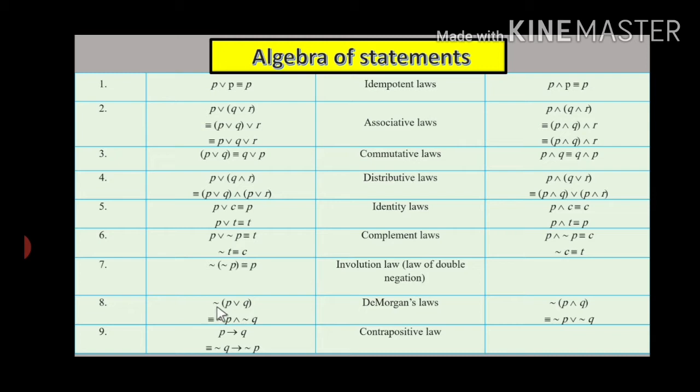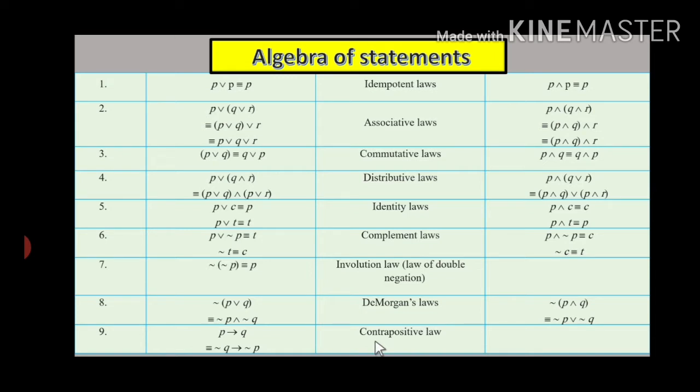Negation of P or Q is equivalent to negation P and negation Q. See, this is very important: this negation sign goes to every statement inside the bracket and the middle OR sign changes to AND. That is your De Morgan's law. Same for the AND also. Negation of P and Q is negation P or negation Q. As I said earlier, this negation sign goes to every statement inside the bracket and the AND changes to OR. This is De Morgan's law.